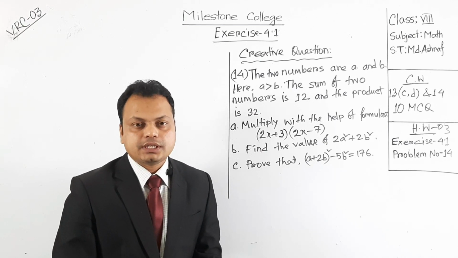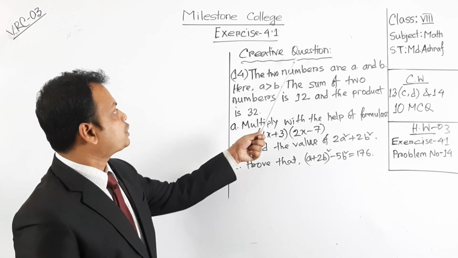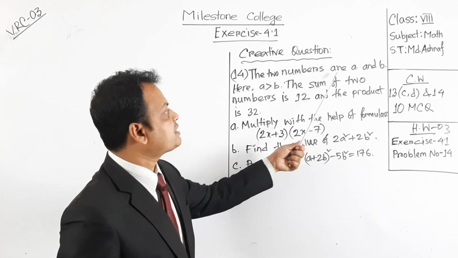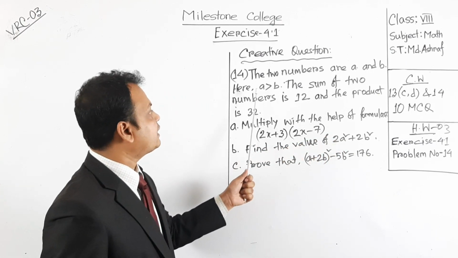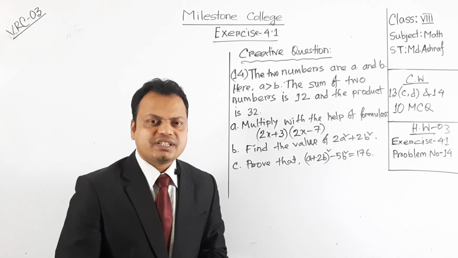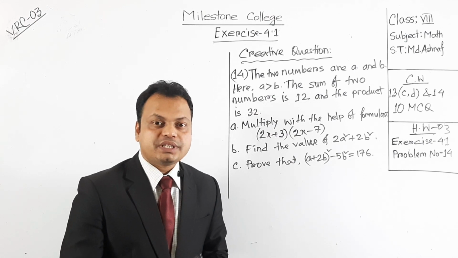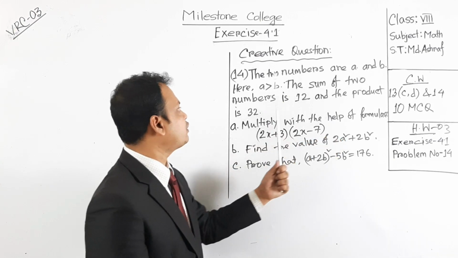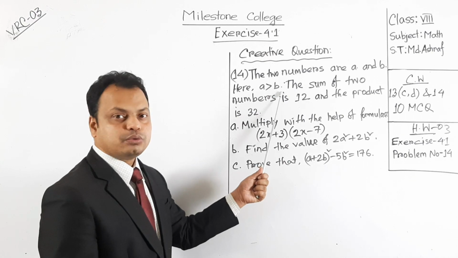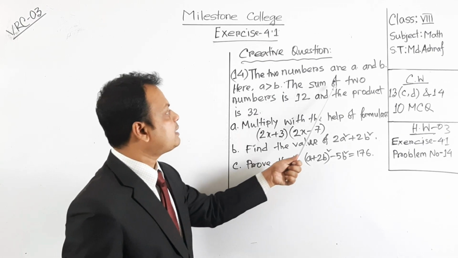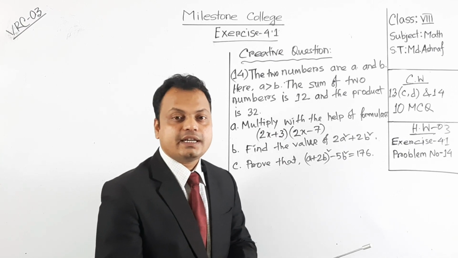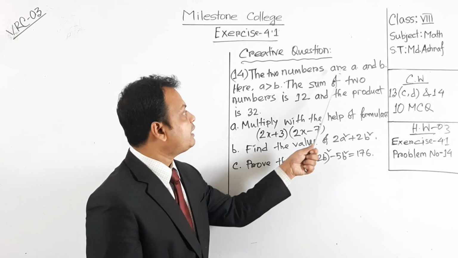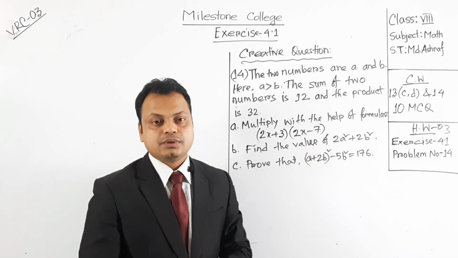Dear students, now read the question. It's a creative question for the number. The stem is the two numbers are A and B. Here A greater than B. Suppose two numbers, one is 3, another one is 2. So 3 greater than 2. So suppose A equals to 3, B equals to 2. These types of numbers are given. The sum of two numbers is 12. So if we add A and B, we will get 12. And the product is 32. That means if we multiply A and B, we will get 32. So this is the stem.